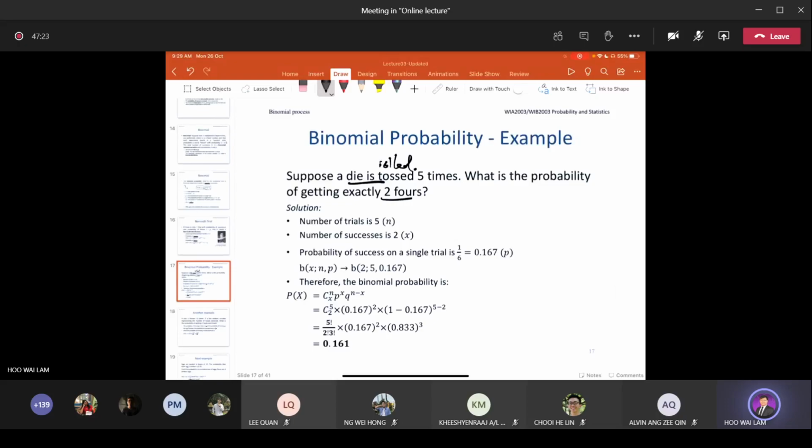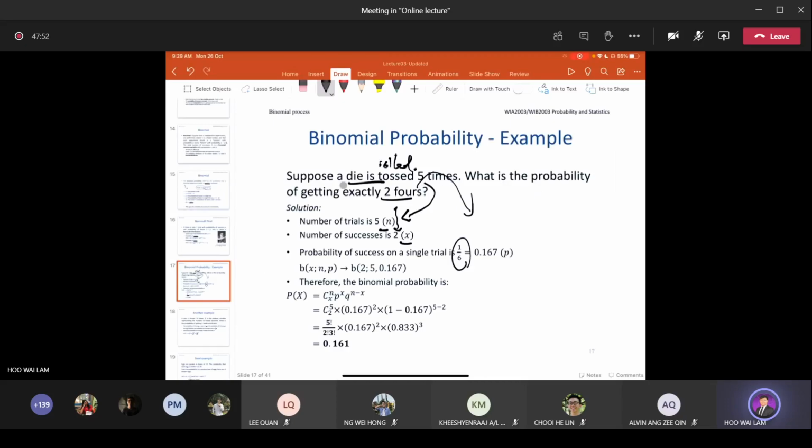So the number of trials over here is 5 times, so you have n over here. What do you want to measure? It's actually 2, so you get this value over here. So you know what your n and what your x are right now. The probability of success of a single trial: right now you are measuring 4. Okay? Because right now you need to be clear that the probability over here is dependent on the action that you have.